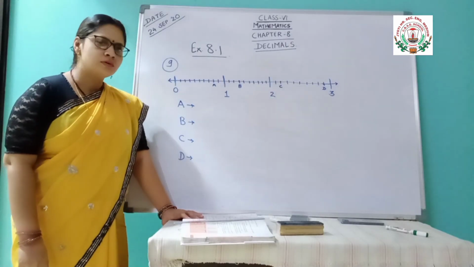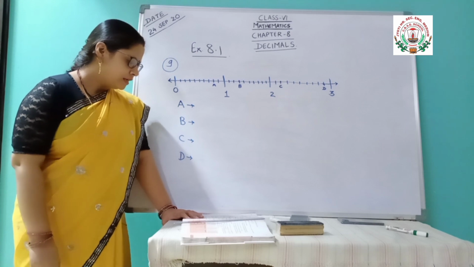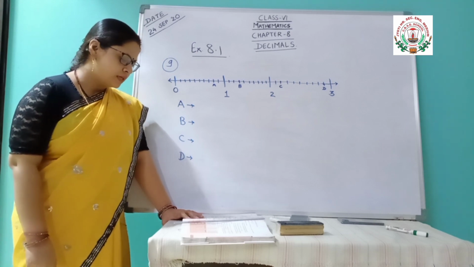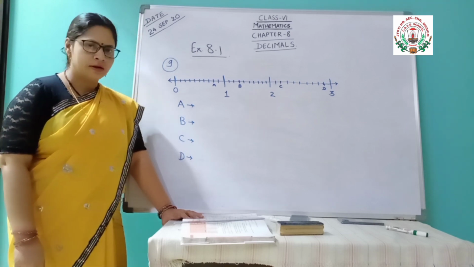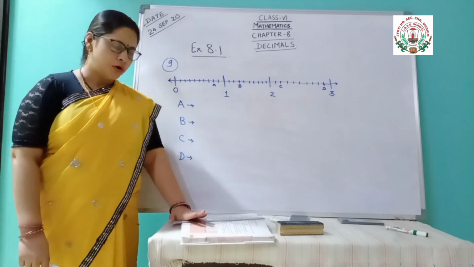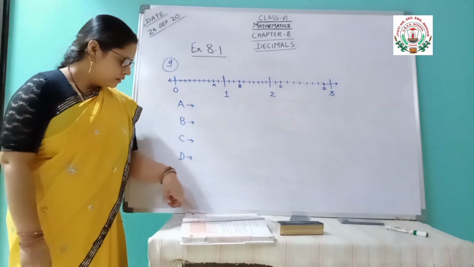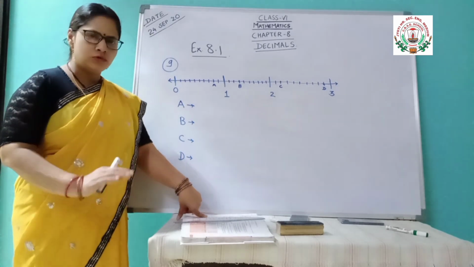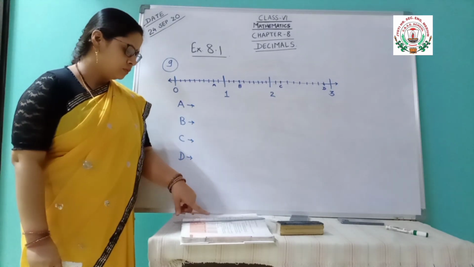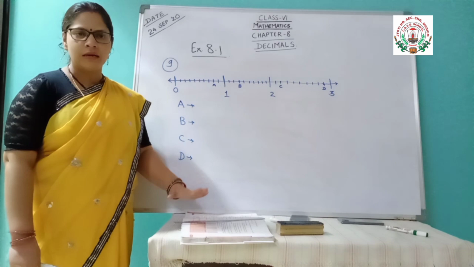Coming to the next question, question number 9. Write the decimal number represented by the points A, B, C, D on the given number line. The number line given in your textbook I have drawn here. First you draw the numbers 0, 1, 2 and 3, and between them 10 markings are there.